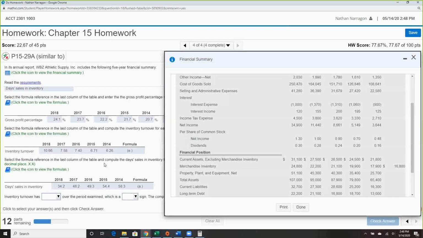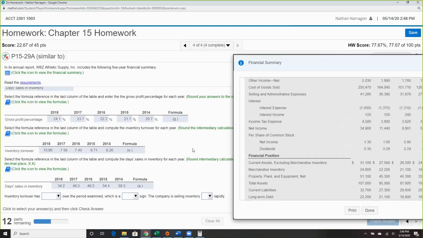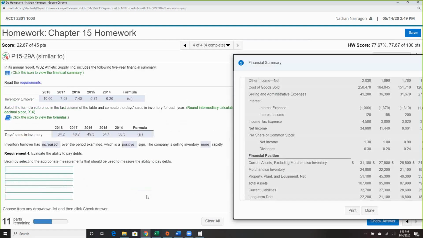Okay. So again, our analysis. Alright, so inventory turnover has blank over the periods examined. Inventory turnover has increased, which is a positive sign. Company is selling inventory more rapidly. Okay.